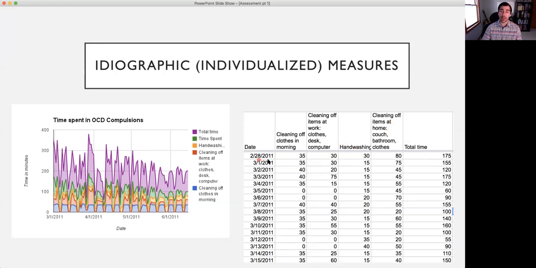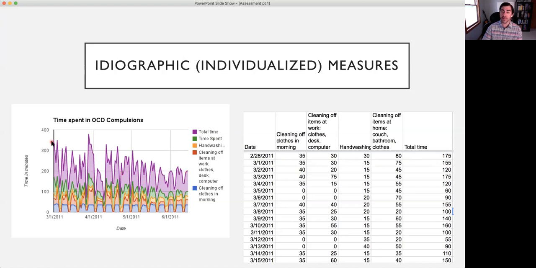So the client would go in, for each day, fill out the amount of time that he was spending in each one, and it would automatically create this total. I was able to create a graph to show how long the client was spending doing these various things and track it across our time together in therapy. Some of these things don't change a whole lot across the course of treatment, but I think it's pretty evident that there's a notable decrease in the total time that the client is spending doing these different rituals, different behaviors.